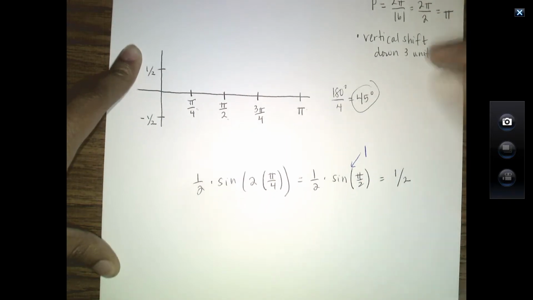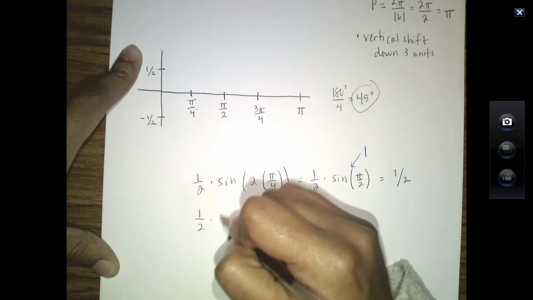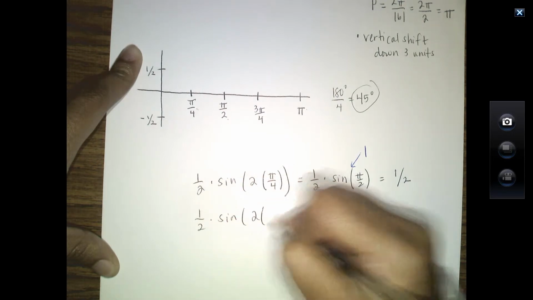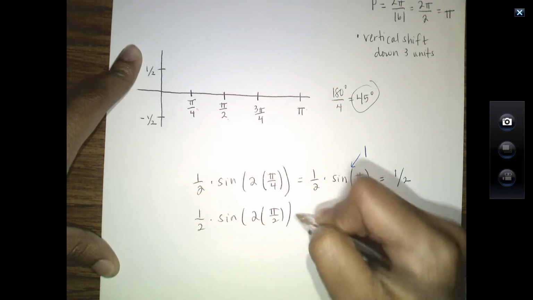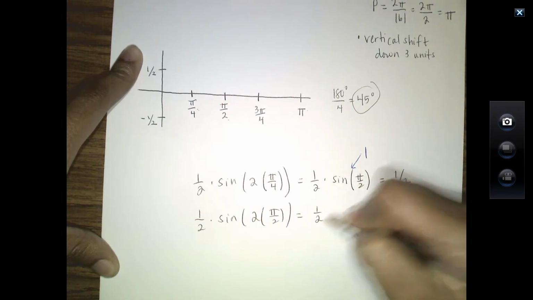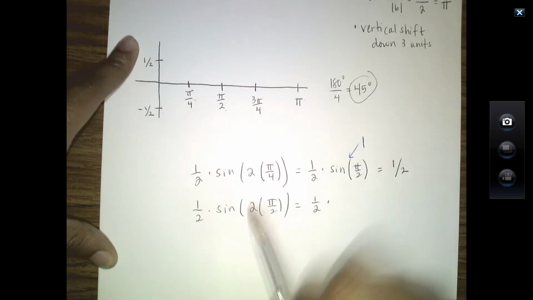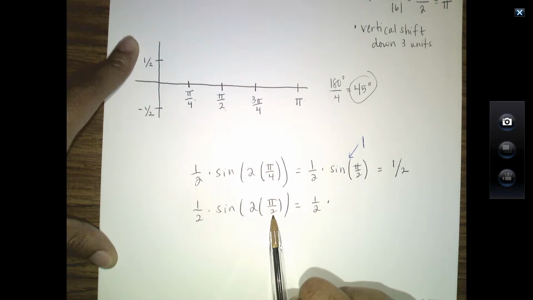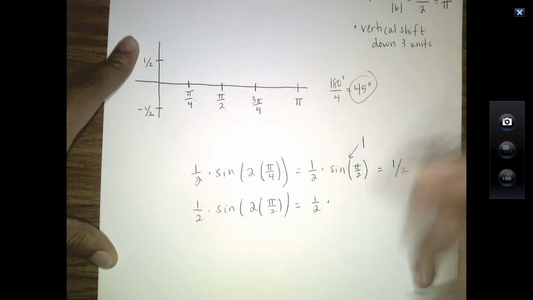All right, the next one, 1/2 times sine of 2 times pi over 2, and I leave that 1/2 times, so I'm just doing 2 divided by 2, so that becomes pi.